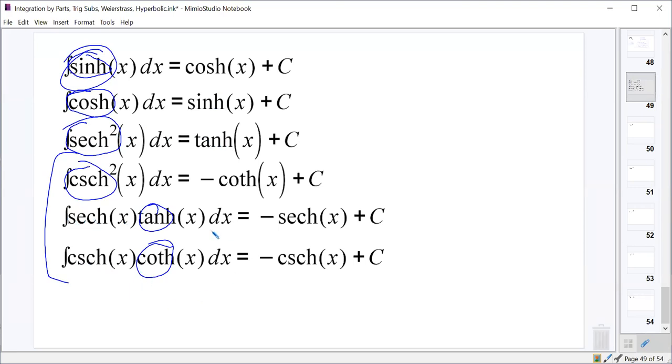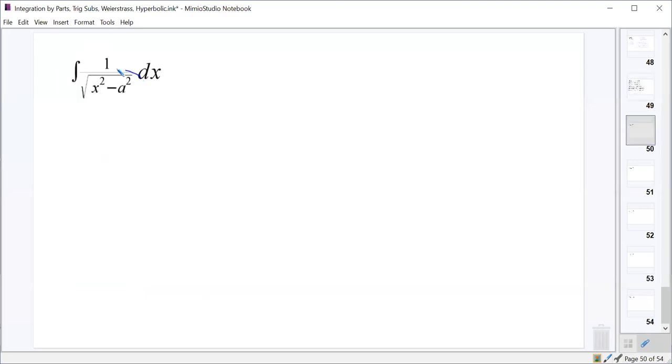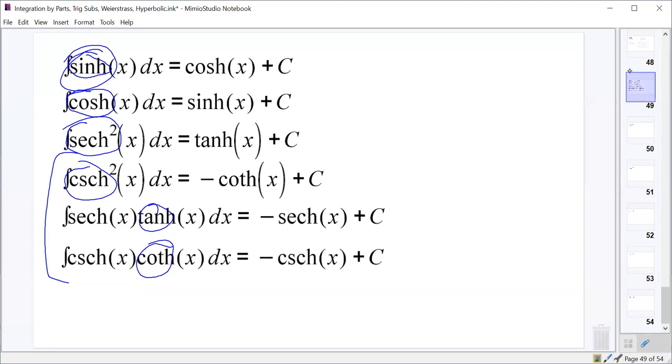So just be aware that these exist, and if you ever need them, you can look them up. They can be used just like we used our inverse trig substitutions. You can use some of these to simplify integrals like this and put them in terms of hyperbolic trig functions. There are a bunch of relationships between the hyperbolic trig functions, similar to sine squared plus cosine squared equals 1. There are hyperbolic trig identities also that you would need to know if you're going to actually go through and do some of these.